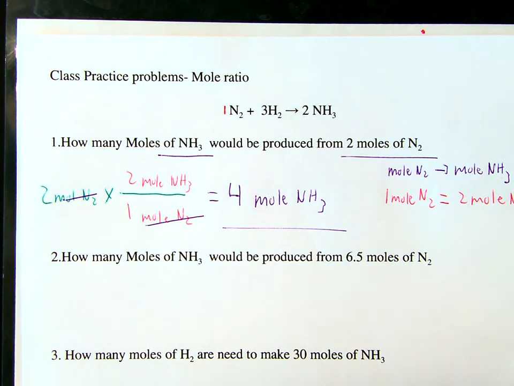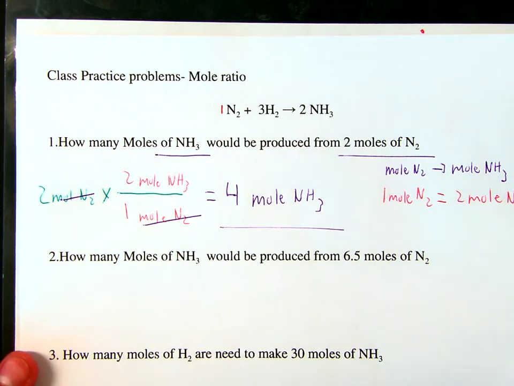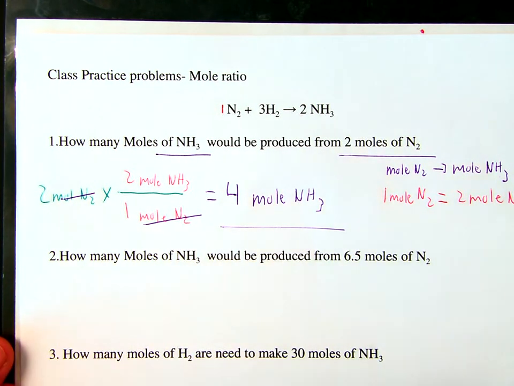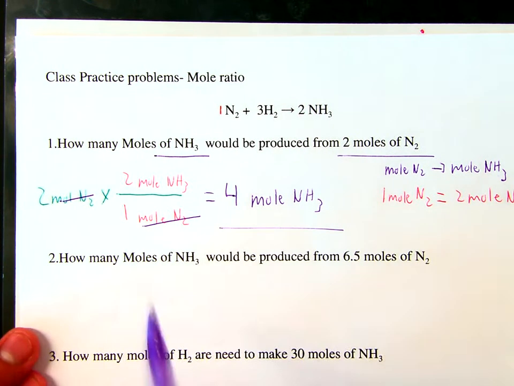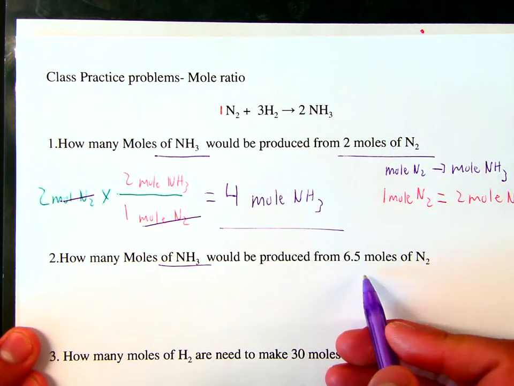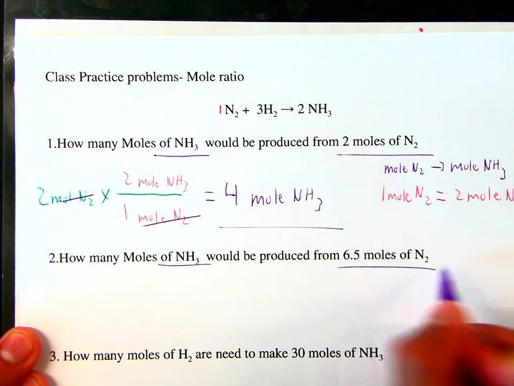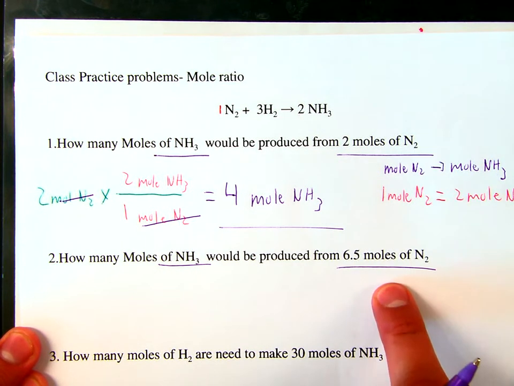Okay, so that's the process really. So let's go through one a little bit quicker, and use the same thing. Next one, we're using the same equation. It says how many moles of NH3 would be produced from 6.5 moles of N2. So same problem, different number.